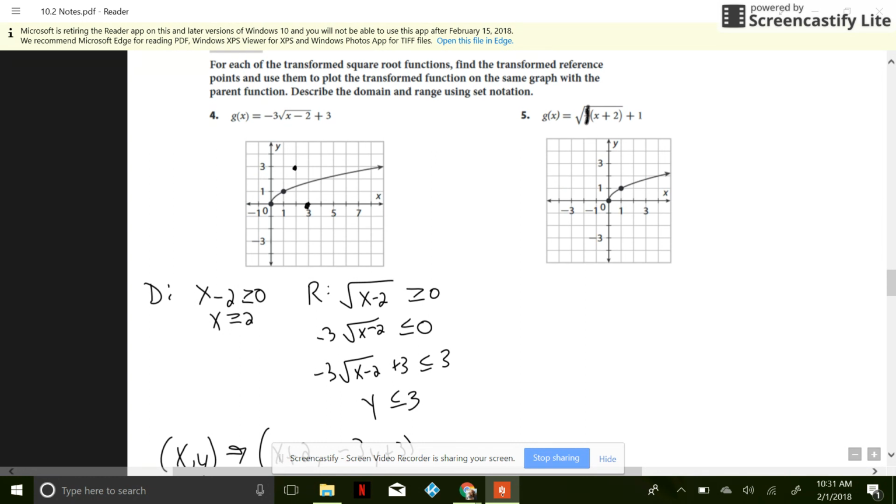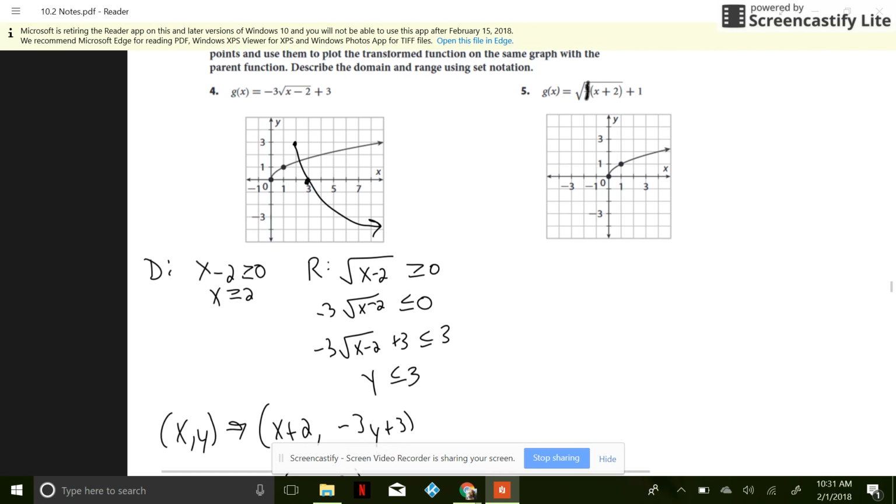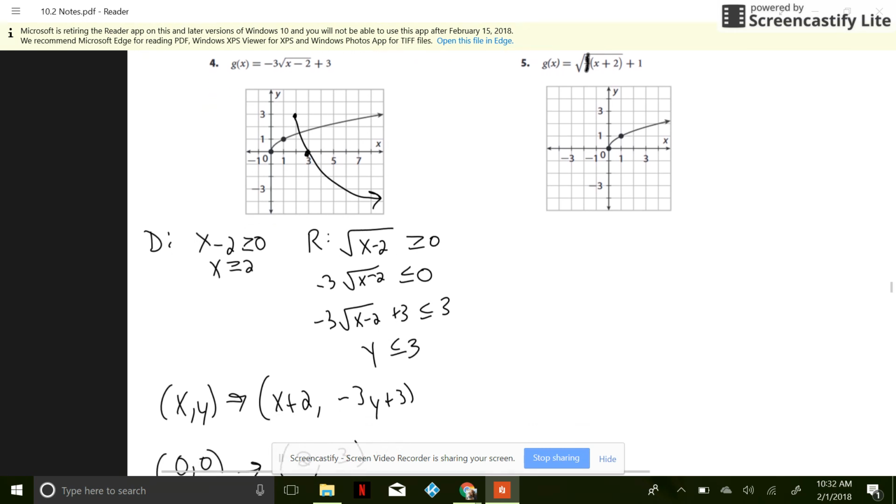So our graph is going to look something more like this. Now this should make sense because we've got reflection with the negative there and a stretch of 3, so that's why it looks that way. Now we're fixing this one because we're not doing the horizontal stretch or compression, so we're just going to make it look like this instead.